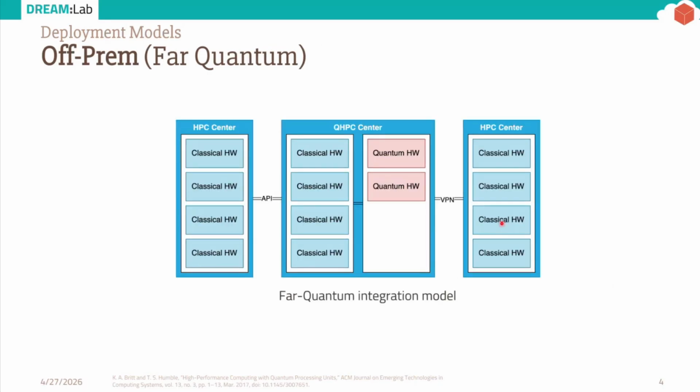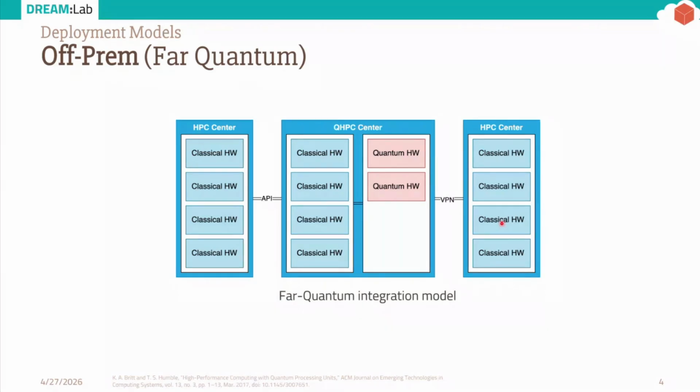And then you have the off-prem or the far quantum variants, where the quantum hardware or quantum HPC center is in one location, but it's also used by other HPC centers, which might be purely classical in nature, through various APIs or through tunneling and so on. So that's another variant that we recognized.